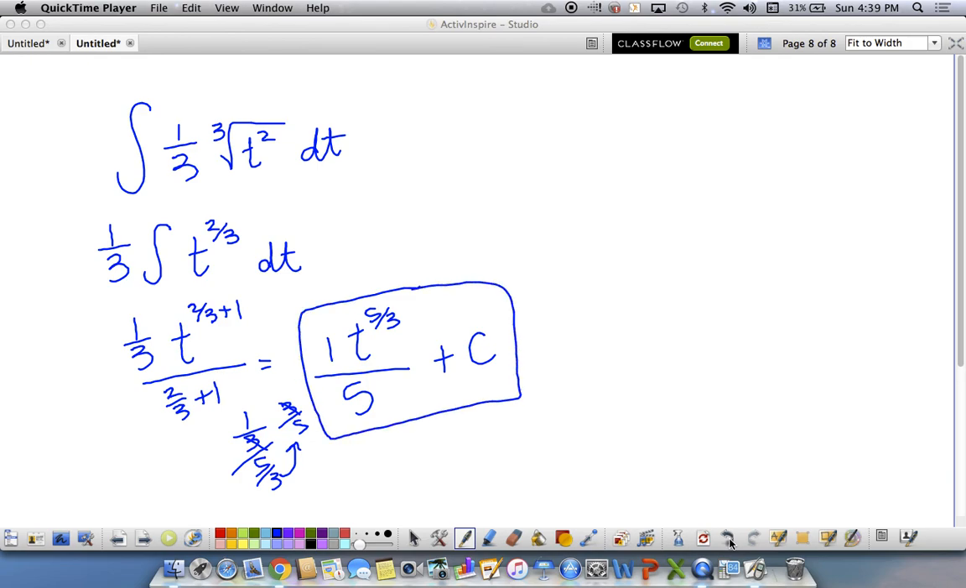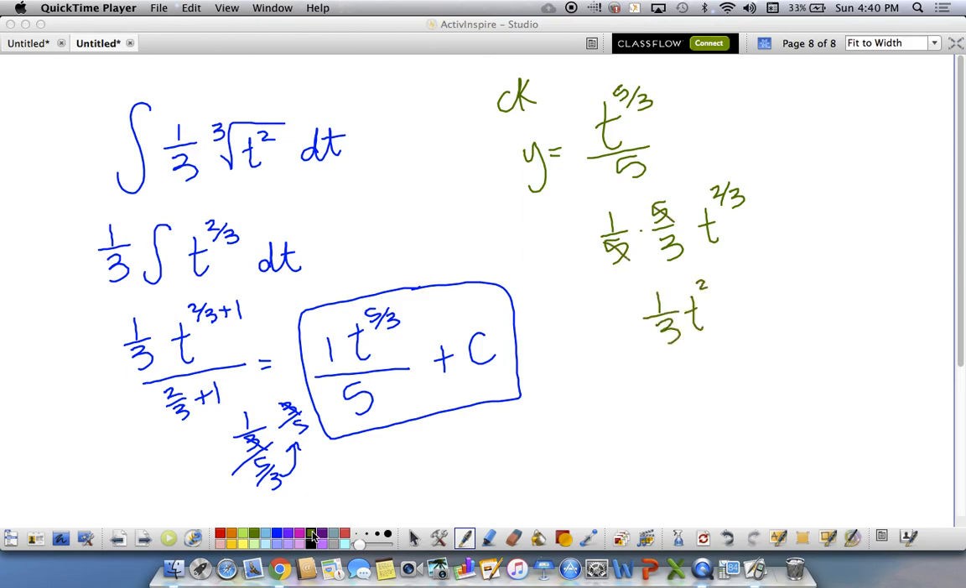Could we check it? Do I really need that 1 on the top? Not necessarily. But this is my constant 1/5. If you want to check, take t to the 5/3 divided by 5 plus c. If that's what y equals, how are we finding the derivative? Okay? So it would have 1/5 on the outside times 5/3. T to the 5/3 minus 1, minus 3/3, that's 2/3, right? The 5's cancel, I'm left with 1/3, t to the 2/3. Does that look familiar to you? Yep, that's exactly what we were writing.